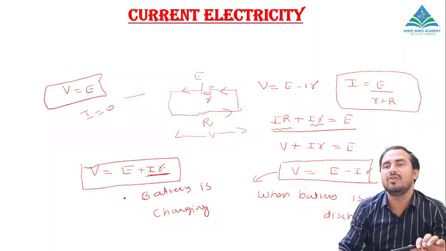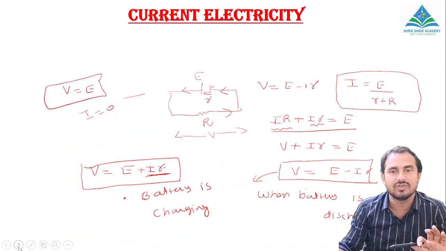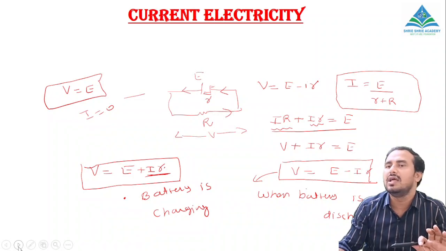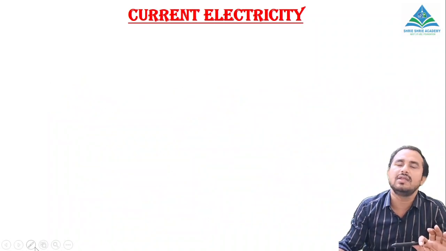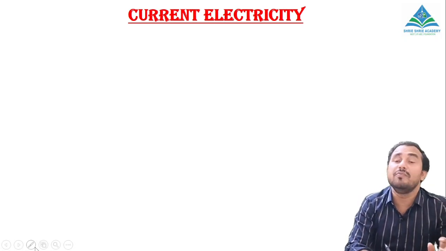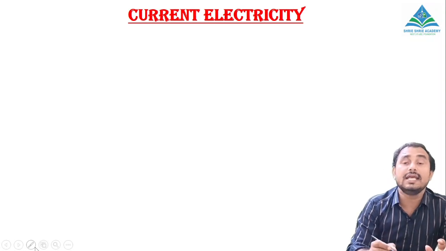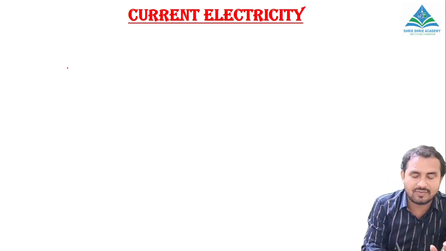Why have I explained this? Because this is a small part of this chapter, but the confusion will be more, so I thought let me focus a little on this. That is terminal voltage and EMF, very important, because sometimes it troubles. Next, the important area is Kirchhoff's law.